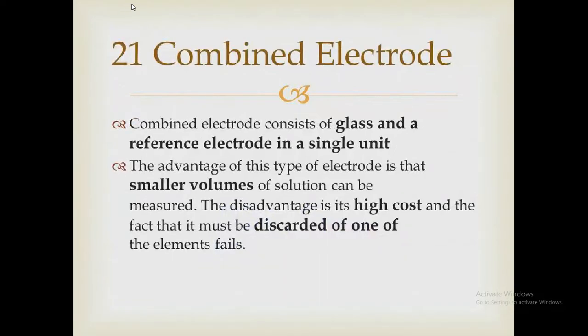Now we saw the glass electrode and the calomel electrode. There is another type of electrode called the combined electrode, in which both electrodes are not separated from each other. They are in one single unit. So the combined electrode consists of a glass and a reference electrode in a single unit. The advantage of this electrode is that a smaller volume of the solution can be measured. The disadvantage is, if any of the system fails, then we need to discard the entire system. We cannot repair it, and we cannot make further use of it. So this is all about the combined electrode.